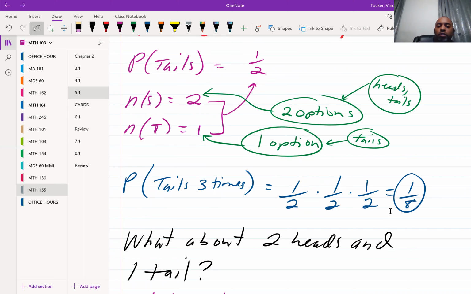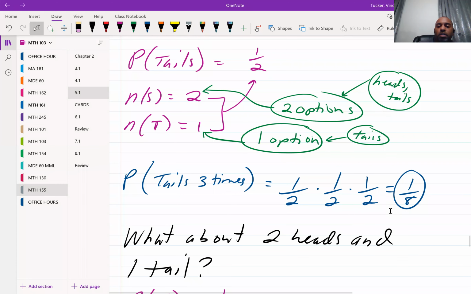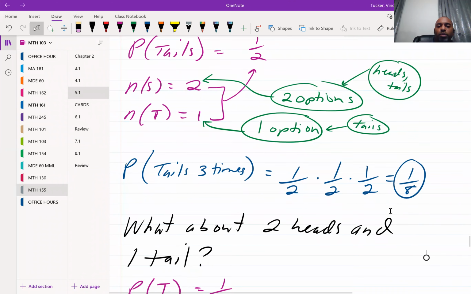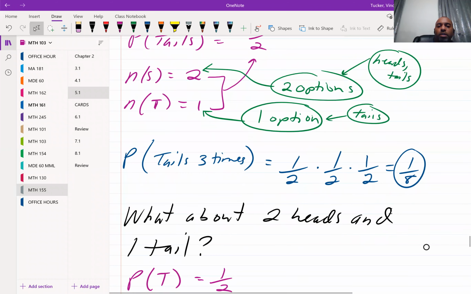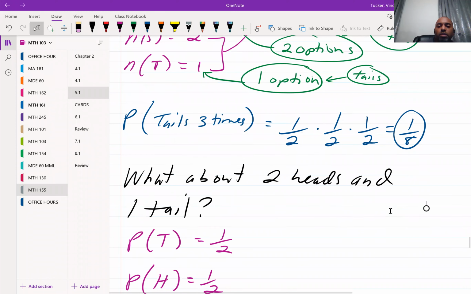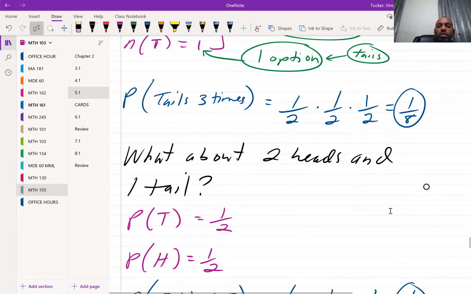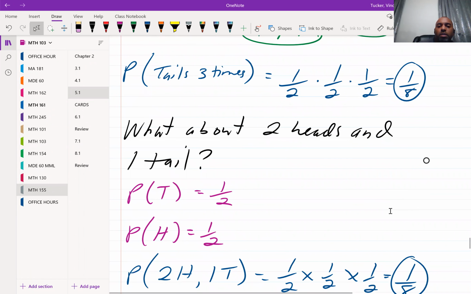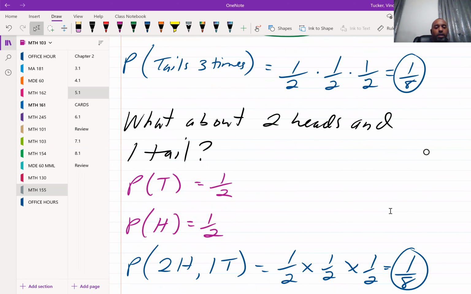And the other one, what about 2 heads and 1 tail? Everybody holding on to that purple? It's going to give us the same thing, 2 heads and 1 tail. Remember, just 50% for heads, 50% for tails. So it's still 1/2 times 1/2 times 1/2, which is 1/8.